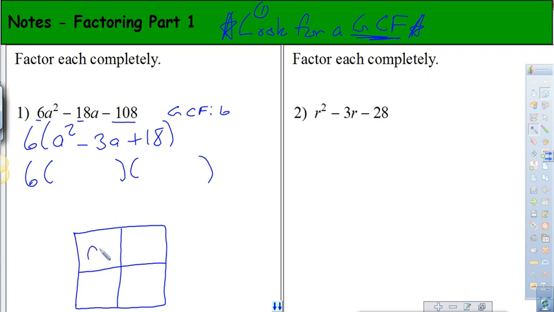So we're going to have our a squared in the top left, and we're going to have our 18 in the bottom right. And then we've got to figure out which numbers multiply to give us 18, but add up to give you a negative 3. If you're having trouble remembering which one is which there, remember that you are polite when factoring. Multiply, add, multiply spells ma'am.